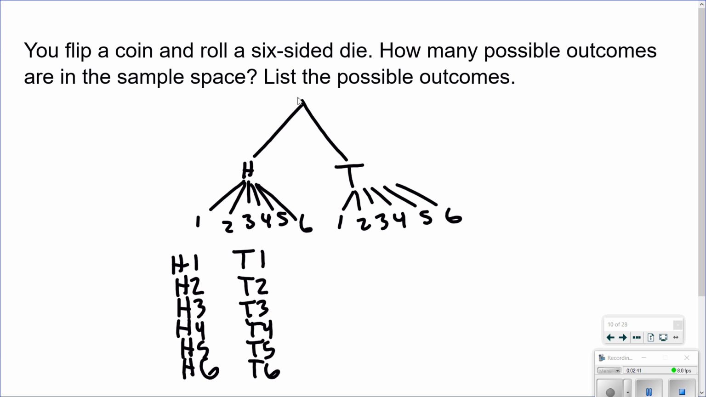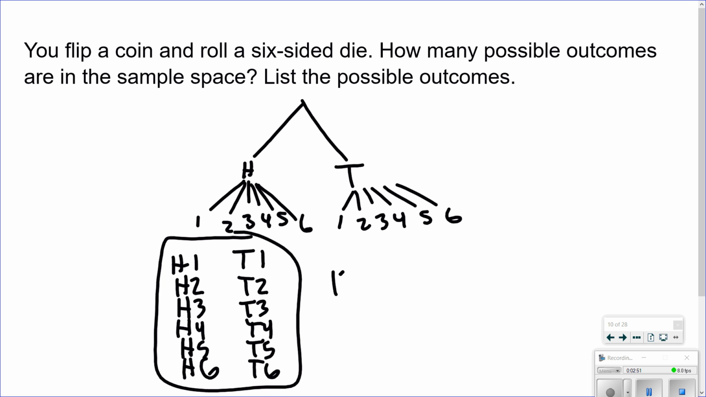So this is my sample space. Those are all the possible outcomes. It also asks how many possible outcomes there are. There's 6 and 6, so a total of 12. So there's my sample space. That's how many outcomes are in my sample space.